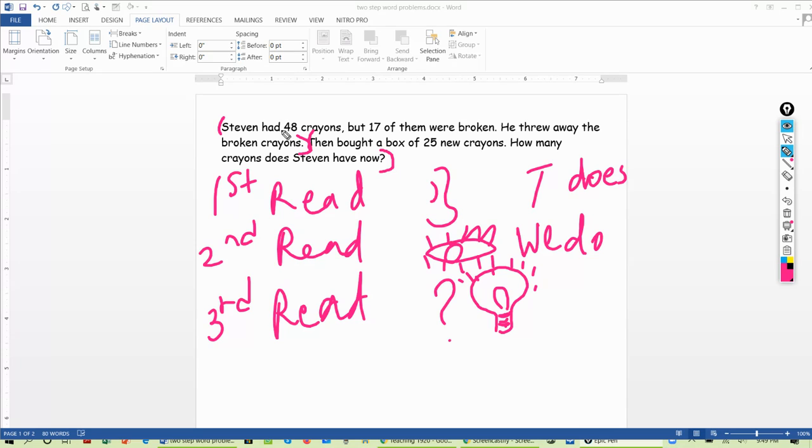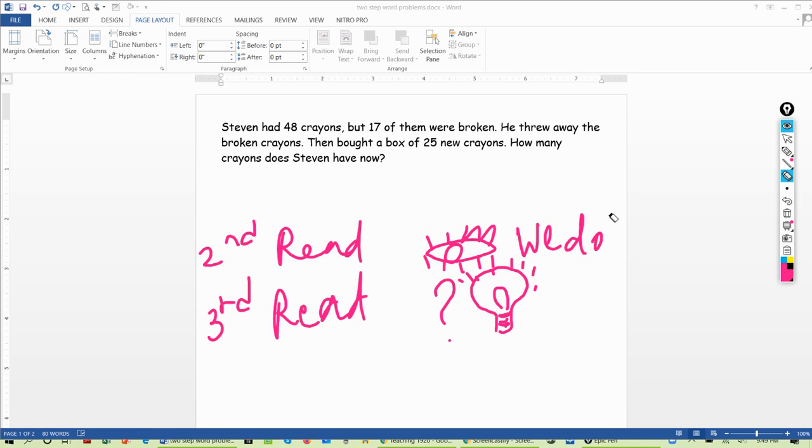If the question was Stephen had 48 crayons and he threw 17 of them away, how many crayons are left? You can just go ahead and add or subtract and be done with it. Now you have another number, 28, and you need to figure out something. So let's go ahead and use the steps in there, and then let's think about it. Okay, since we read it twice, I'm going to ask you to think about the problem.